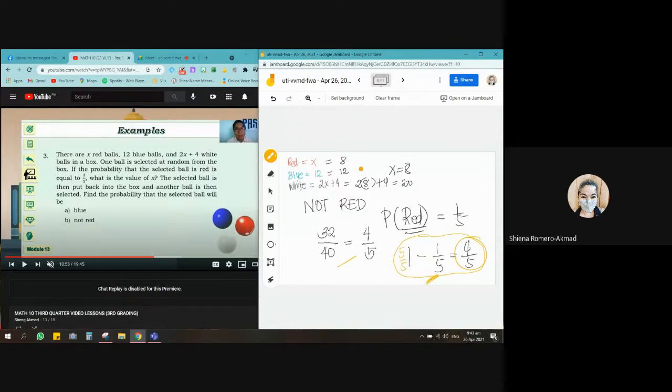Bakit natin siya sinubtract sa 1? Kasi, as you can see, kabaliktaran lang ng getting red ang kinukuha natin. So yung kabaliktaran nun is the other possibility na ang makuha natin na ibang kulay.